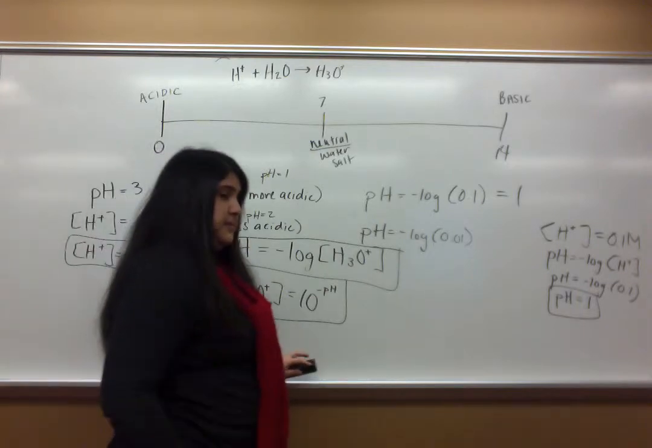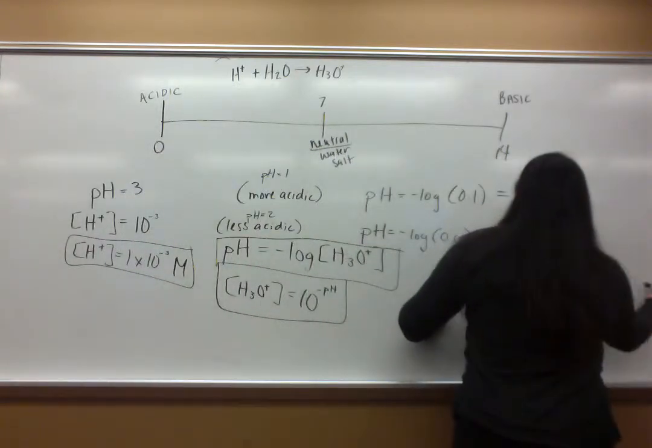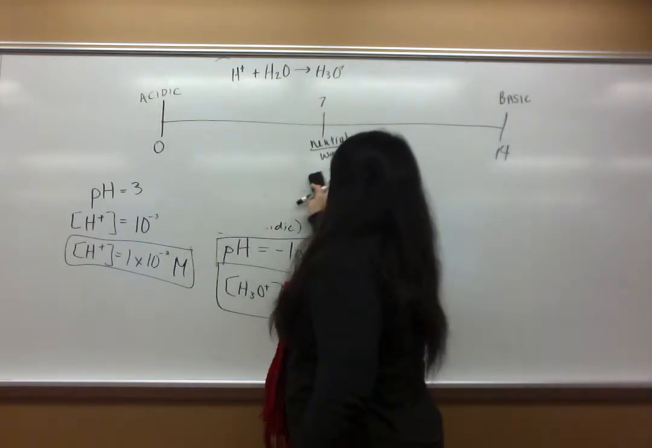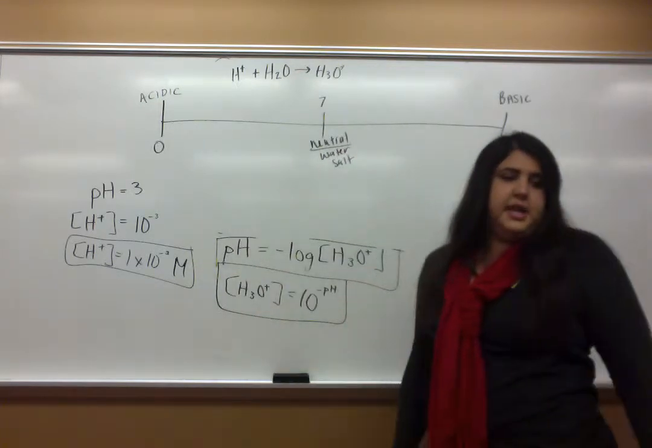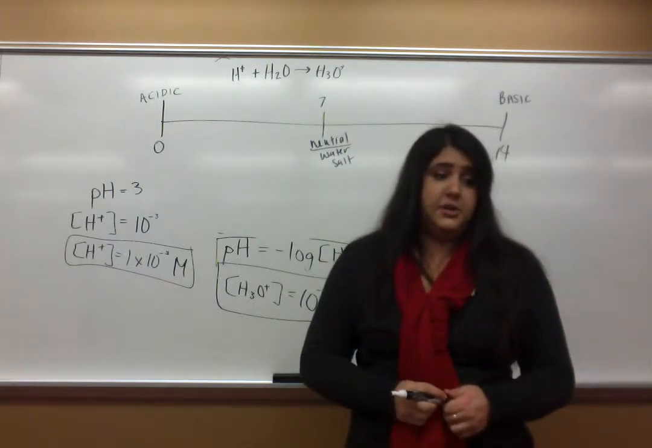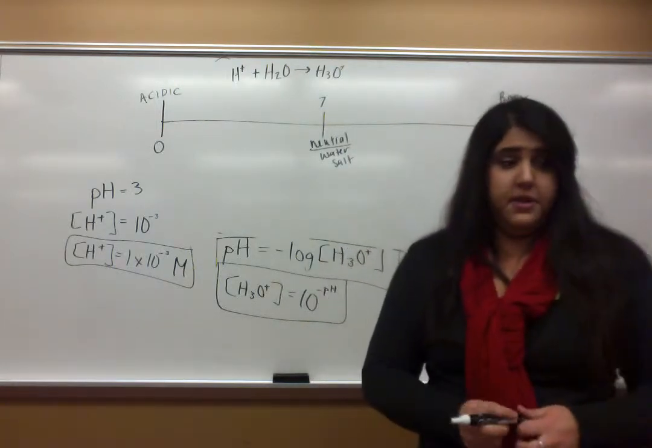Now, the last question, hopefully you guys pause the video to try to work on it yourself. But the last question asks, if I put 3.5 grams of hydrochloric acid in 50 milliliters of water, what is the pH of the solution?